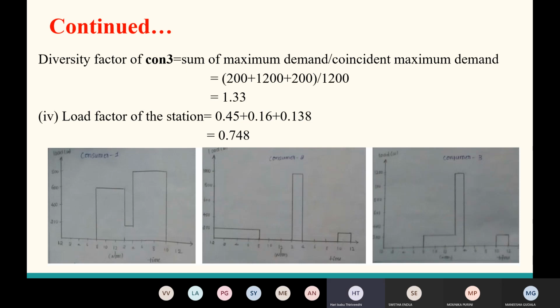Therefore diversity factor equals 800 plus 1000 plus 1200 divided by the maximum demand of the station, the total maximum demand, that is 2400. From the graph, 2400 is clearly indicated. So diversity factor of the station equals 800 plus 1000 plus 1200 divided by 2400, that is equal to 1.25.